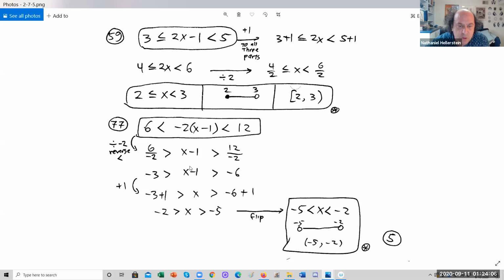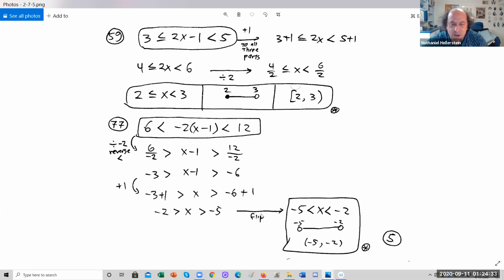We clear away this 1 by adding it to all three parts. And adding anything keeps the inequalities the same. Greater, greater, greater, greater. So you get negative 3 plus 1 is greater than x is greater than negative 6 plus 1. That becomes negative 2 is greater than x is greater than negative 5. Now this is okay as an answer, but personally I prefer to use less than signs because that way it lays on the page the way it lays on the line.